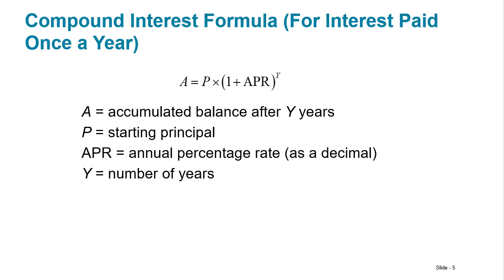So the compound interest formula is very simple. A is your amount at the end, P is your starting principal, APR is your annual percentage rate, always listed as a decimal, and then Y is the time that you're borrowing or saving or whatever this thing is going for, and it's always listed in years.